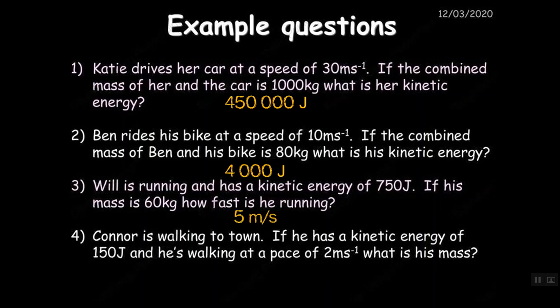Now I can always test this answer. Half of 60 times 5 squared should give me 750 again. Then you can know you're right. Connor is walking to town. If he has kinetic energy of 150 joules and he's walking at a pace of 2 meters per second, what is his mass? So we times the 150 by 2 to get rid of the half, so that's 300, and divide it by 2 squared, so we say 300 divided by 4, and that gives us 75 kilograms, and that is basically an average weight for an adult male.